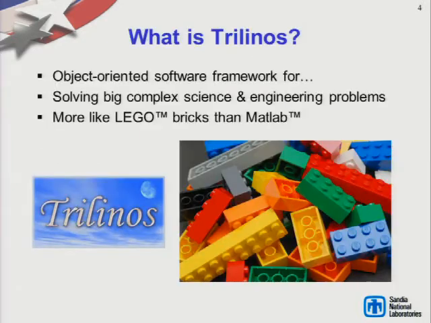So what can Trilinos do for you? Well, it's a C++ predominantly object-oriented software framework, and it's designed to solve large-scale science and engineering problems. And the analogy we like to use is it's more like Lego than MATLAB. MATLAB, everything's all right there for you. Lego, you have every piece you need, you're just going to have to put it together yourself. And so that's one of the analogies we like to use to describe Trilinos, where all the various different packages might be different bricks in that brick pile.